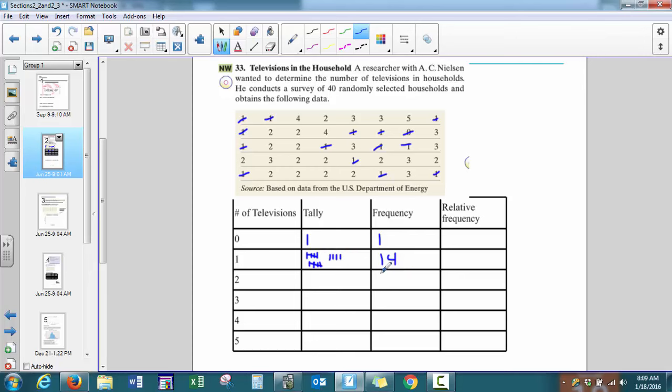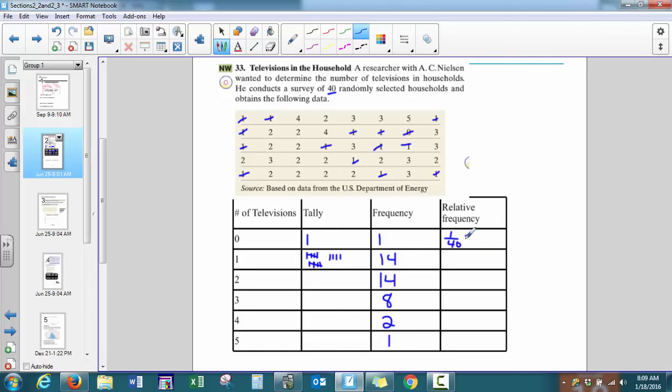If we continue counting, there are 14 homes that have 2 TVs. There are 8 homes that have 3. There are 2 homes that have 4. And there is 1 home that has 5. So your relative frequency distribution takes your number of households and it finds the corresponding percentage, the corresponding amount relative to the entire data set. So there are 40 homes they selected. So for the homes with no TVs, that will represent 1 out of 40.